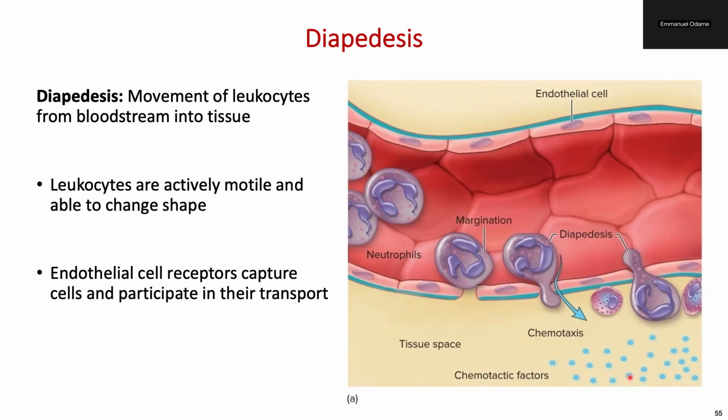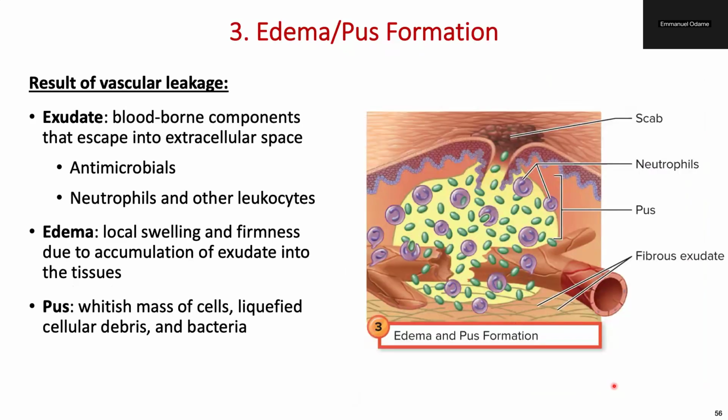And then you have endothelial cell receptors, which basically capture these cells and participate in the transport. These cells here are the endothelial cells, and they help in the movement of the white blood cells outside of the blood vessel wall, of the blood vessel, not the blood cell, of the blood vessel.